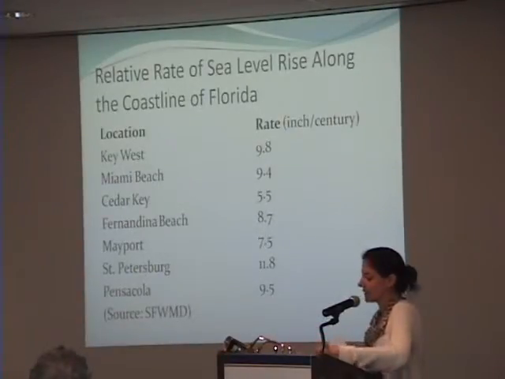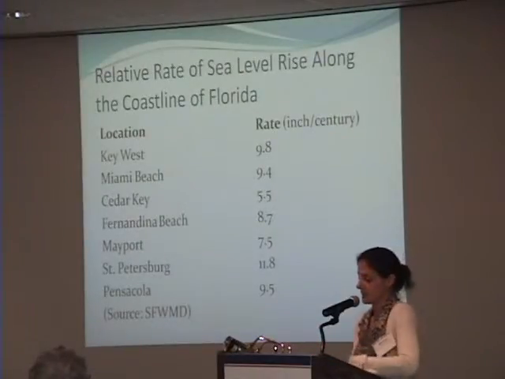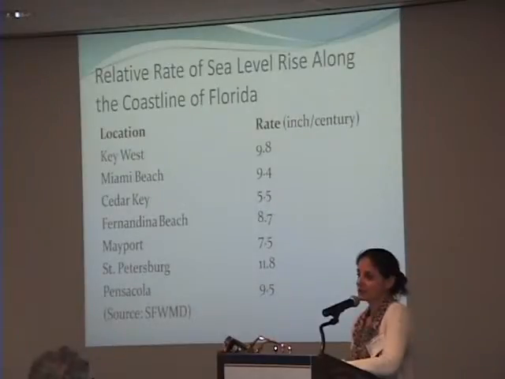So this is the relative sea level rise along the coastline of Florida. You see it ranges between 11.5 inches per century in St. Petersburg to 5.5 inches, with the average sea level rise being about 8.9 inches per century. That was the last century. I think it's calculated over 100 years. That's the past century, right?